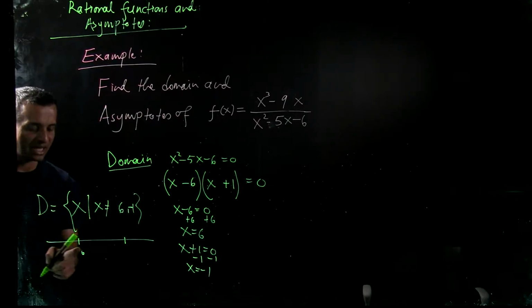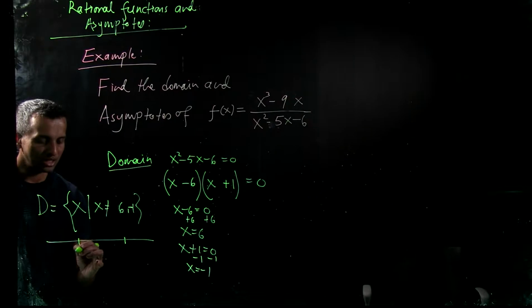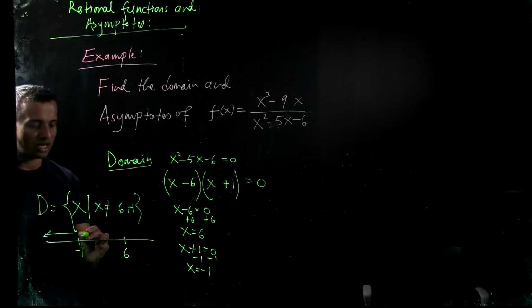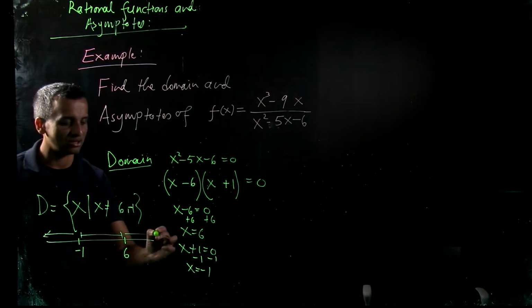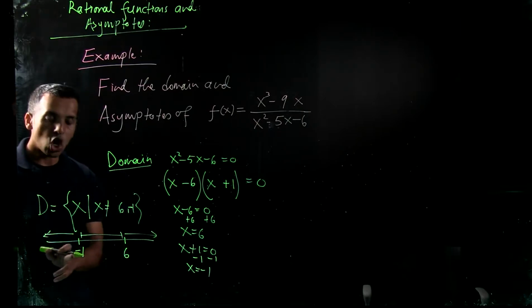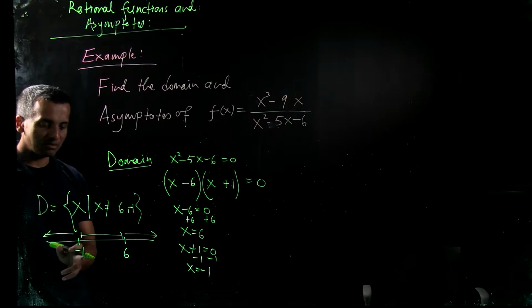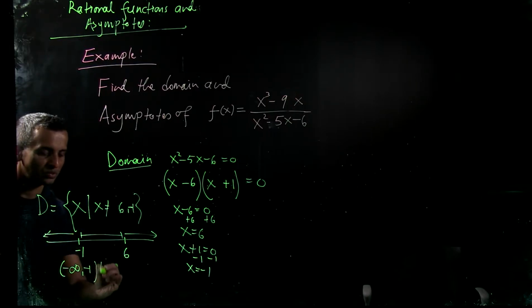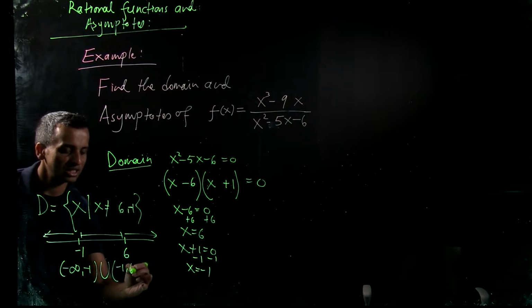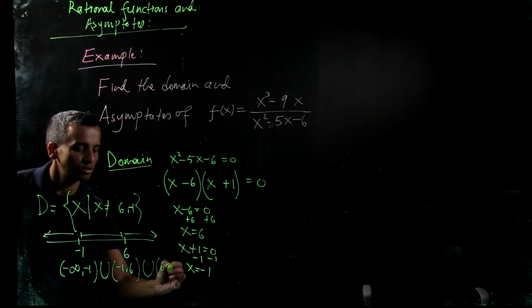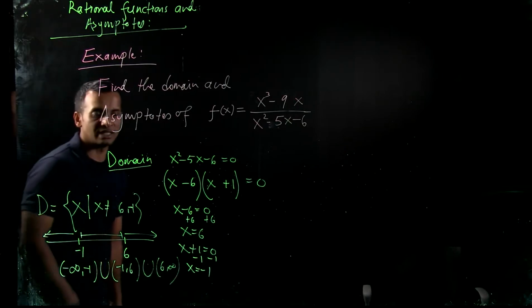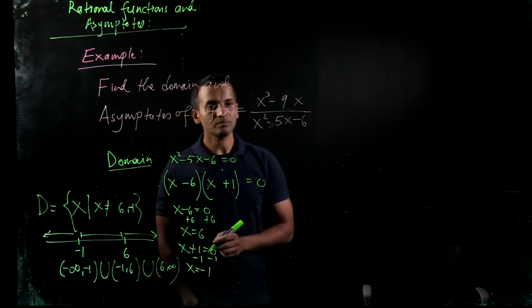So you write 6 and negative 1 here. So it is negative 1 and then 6. The domain is everything left of negative 1 is okay, everything in the middle is okay, everything on the right is okay. So all x except negative 1 and 6. So how do you write that? It will be negative infinity to negative 1 union negative 1 through 6 and then union 6 through infinity. This means all the real numbers except negative 1 and 6. Okay, this is the domain.